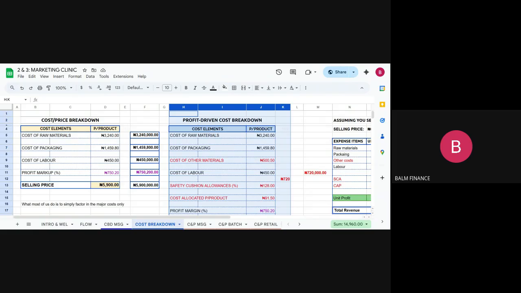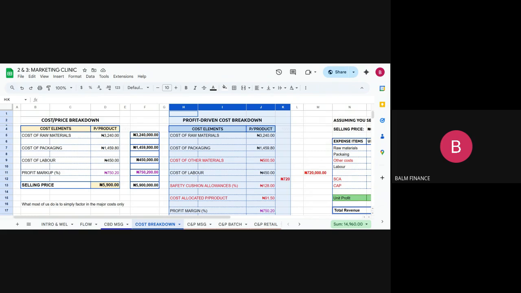Then you also see cost allocated per product. Now, I ask people, how do you get money to take care of your overhead? Your overhead is not part of the cost of what you're producing. Overhead are those expenses we make on almost a daily basis to pay for things like rent, NEPA bill, waste bills, maintenance in the office, salaries and all of that. Those are your overhead. How do you recover the money you spend on these things?